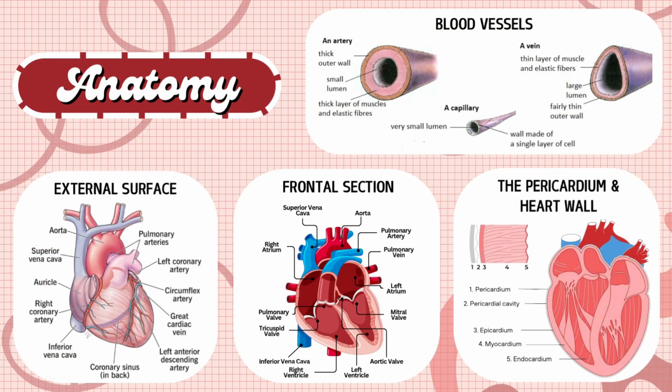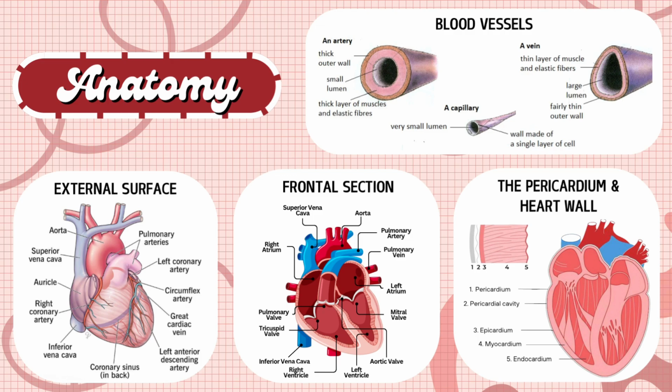First, let's look at the anatomy of blood vessels, which consists of three types: arteries, veins, and capillaries. Arteries carry oxygen-rich blood away from the heart to the body's tissues and organs. They are thick-walled and muscular, allowing them to withstand and regulate the high pressure of blood being pumped from the heart. Veins carry oxygen-poor blood back to the heart. They have thinner walls compared to arteries and often have valves to prevent blood from flowing backward.